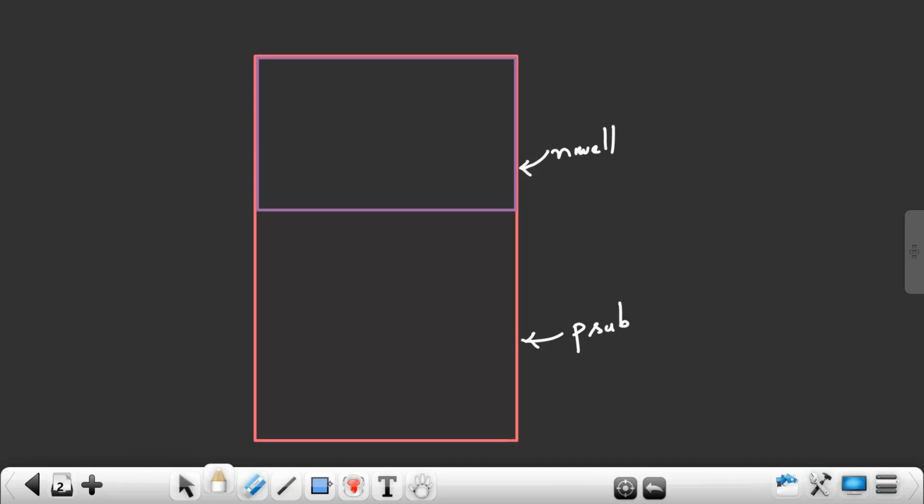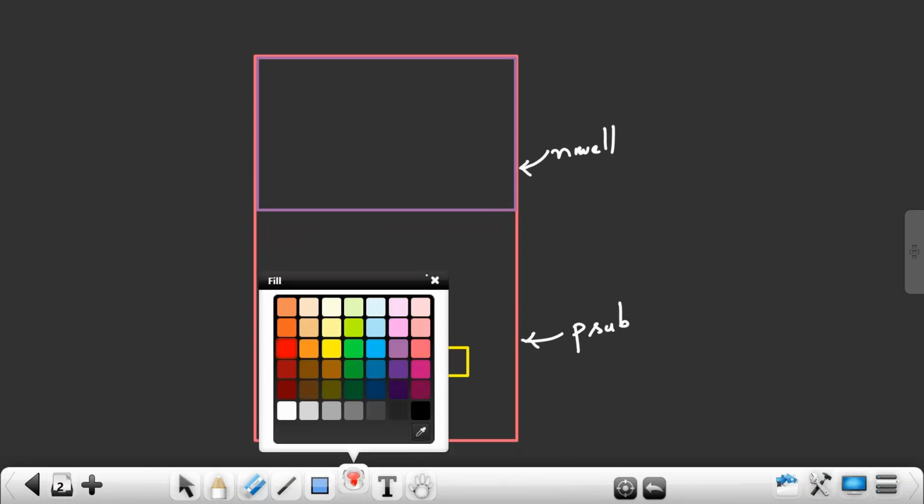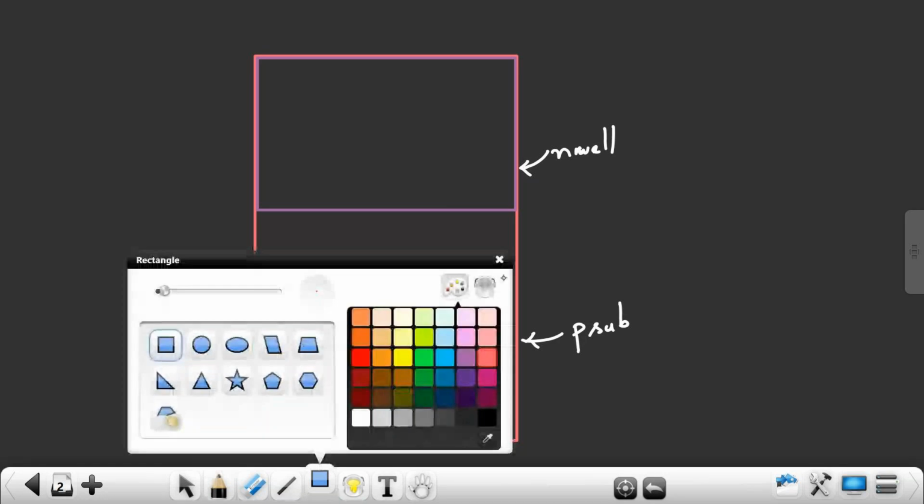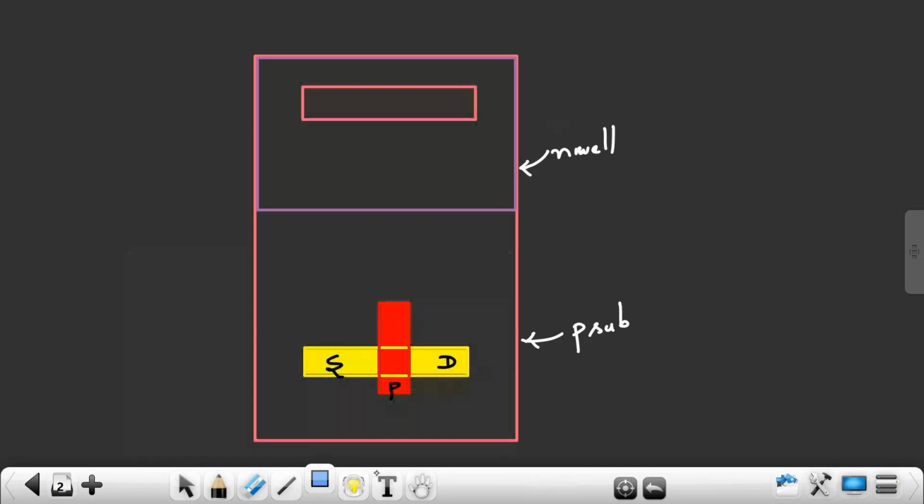So you have NMOS, and in the center I have the gate. This is your source. Anything can be source. This is your source, and this is drain. What is this? Polysilicon. That is the gate. Similarly, you can draw your PMOS.